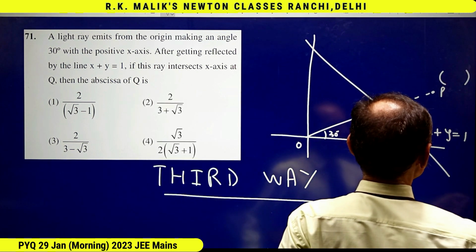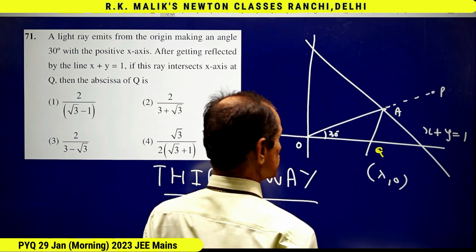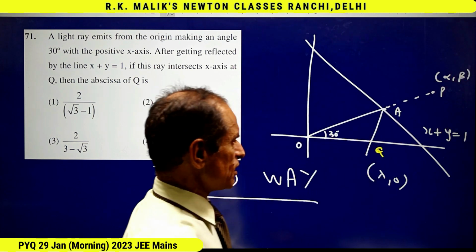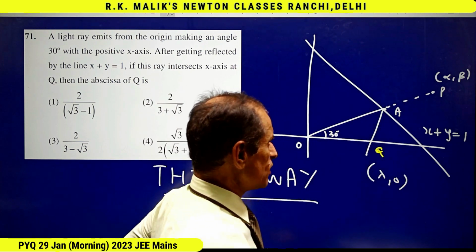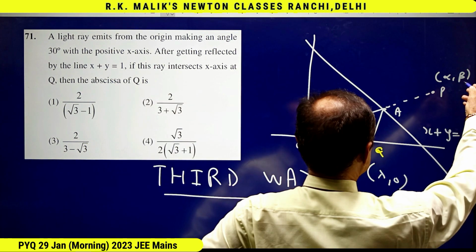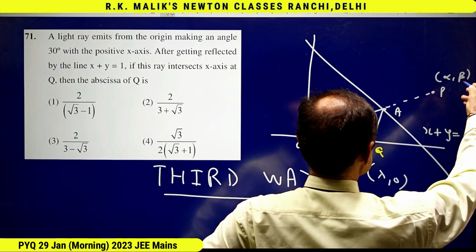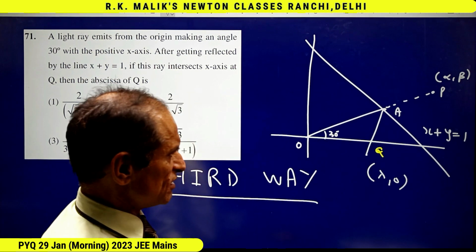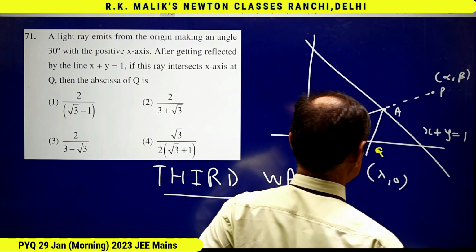To find the coordinates of this point, let this point be lambda, 0. Let this point be alpha, beta. I will find the values of alpha and beta in terms of lambda. And once alpha and beta are known in terms of lambda, I will use the concept that the slope of this line is tan 30.